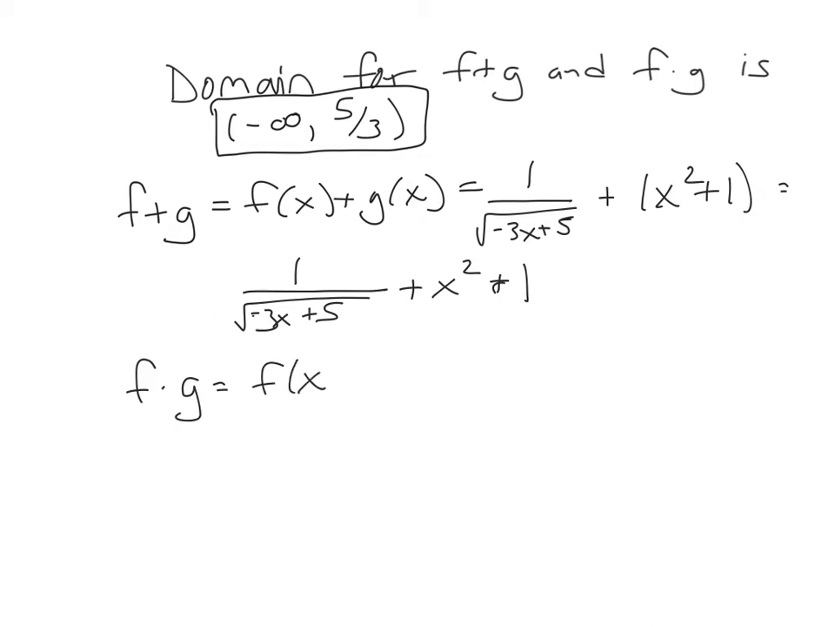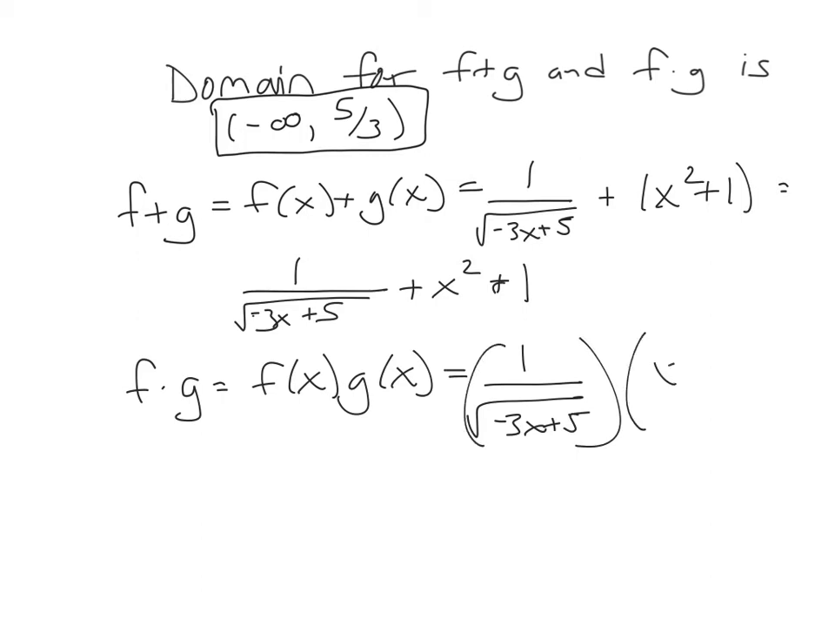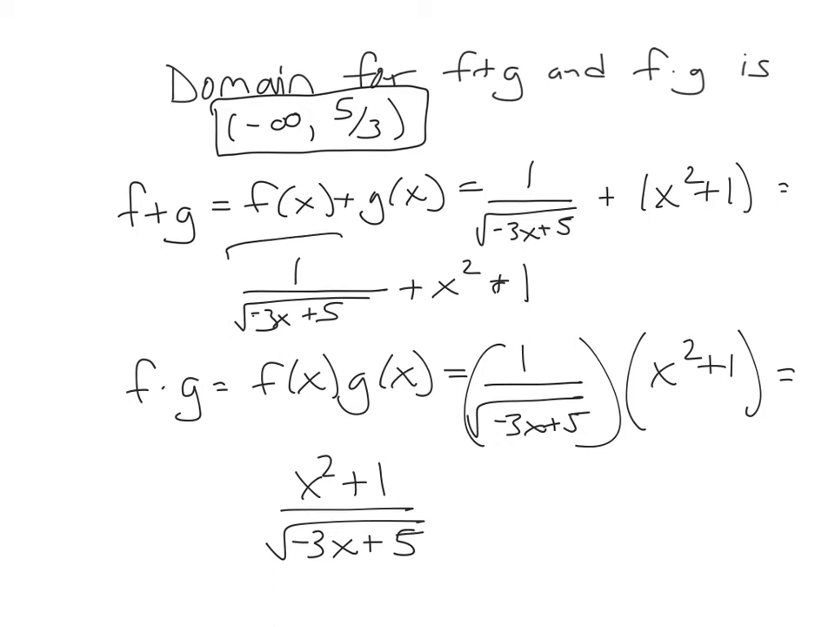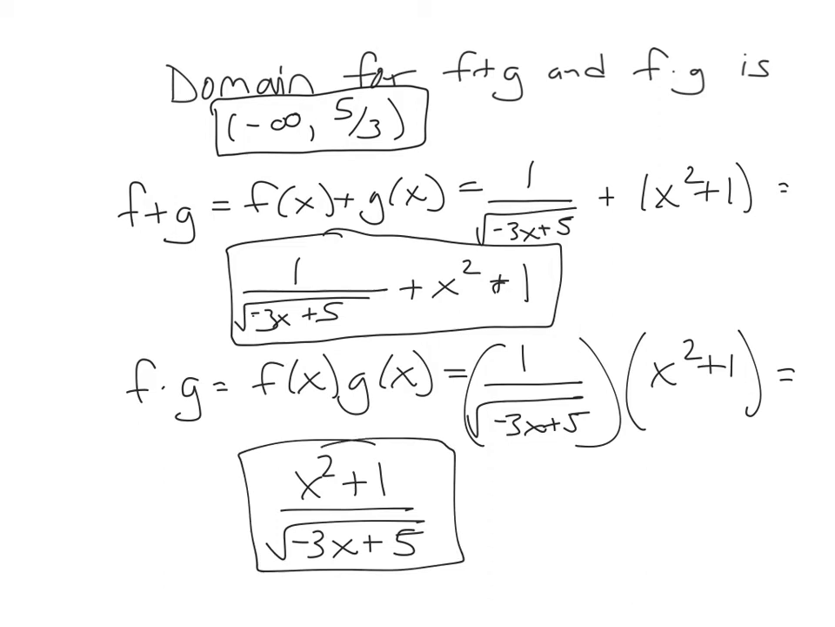For f times g, we're going to do f of x times g of x. And that's going to give us 1 over the square root of negative 3x plus 5 times x squared plus 1. And that's going to give us x squared plus 1 over the square root of negative 3x plus 5. So if you are confused and you say, well, how come we didn't simplify more, for instance, the f plus g, on an exam, come ask me and I'll say, oh, no, you don't need to simplify it further, or I'll let you know, yeah, you do need to keep going to do more simplification.